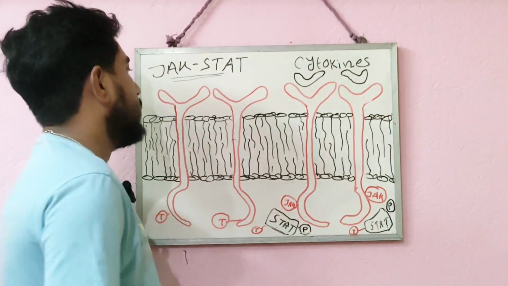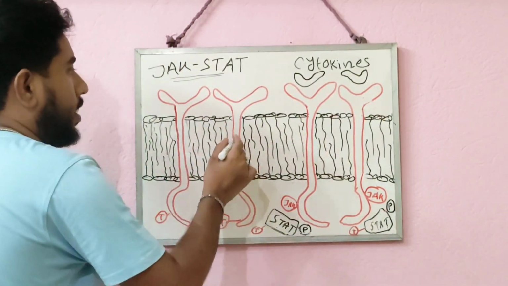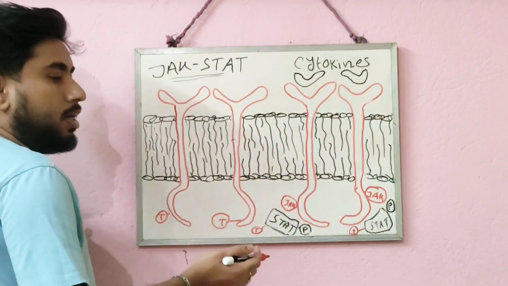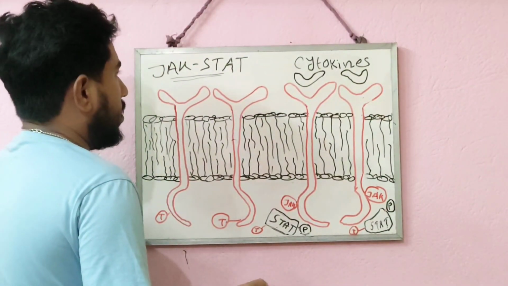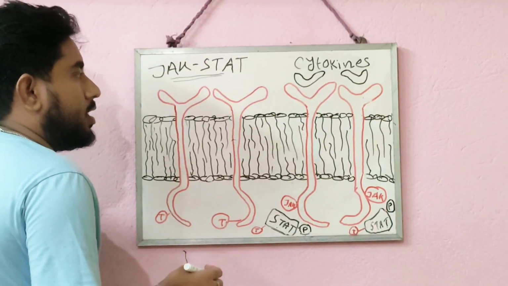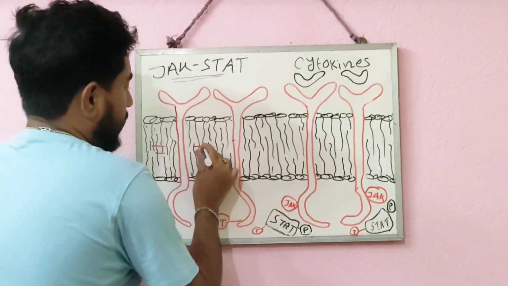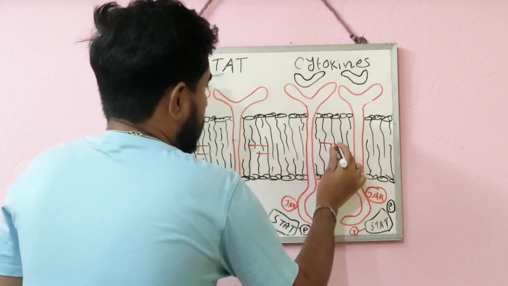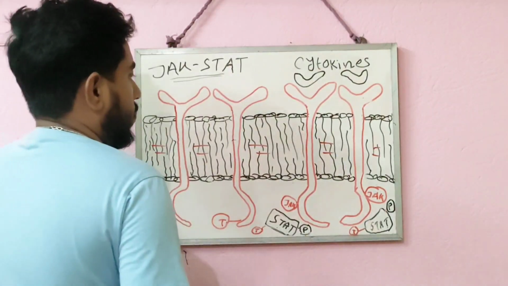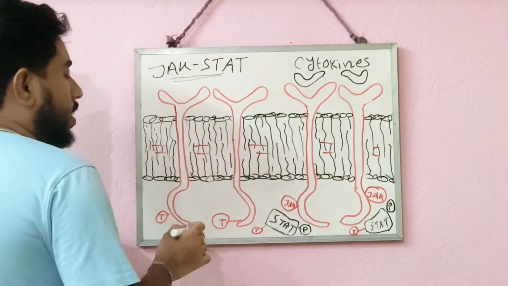So let's get started. I have drawn a diagram of Jak-Stat so that you can easily understand it, like the other receptors such as the ion channel ligand receptor and the enzyme linked receptor. Jak-Stat receptors are also present inside the membrane, just like the ion channel and the enzyme linked receptor. But what is the difference between the enzyme linked receptor and the Jak-Stat receptor?